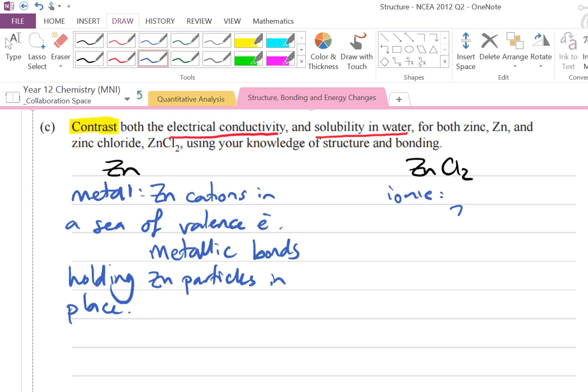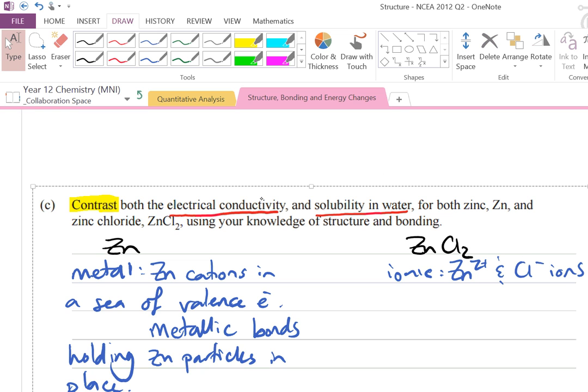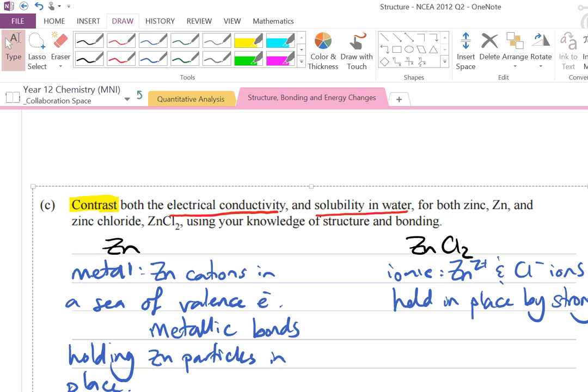Ionic, what does that mean? It means Zn2+ and Cl- ions held in place by strong ionic bonds.